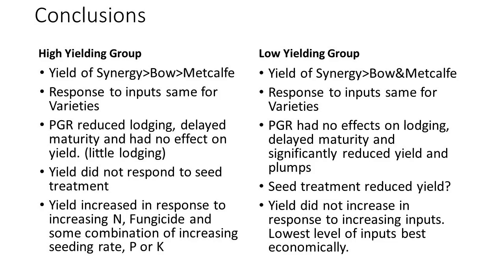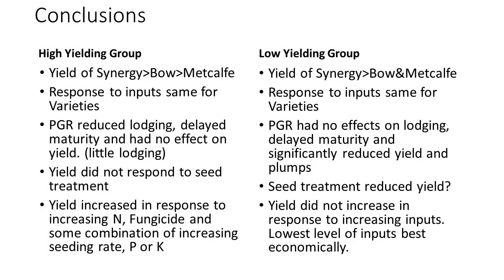For the high-yielding group, yield did not respond to seed treatment. For the low-yielding group, it looked like the seed treatment reduced yield. But like I said before, I'm questioning that result. I think Management C was just ridiculously low for some reason, and it could be just random variation.